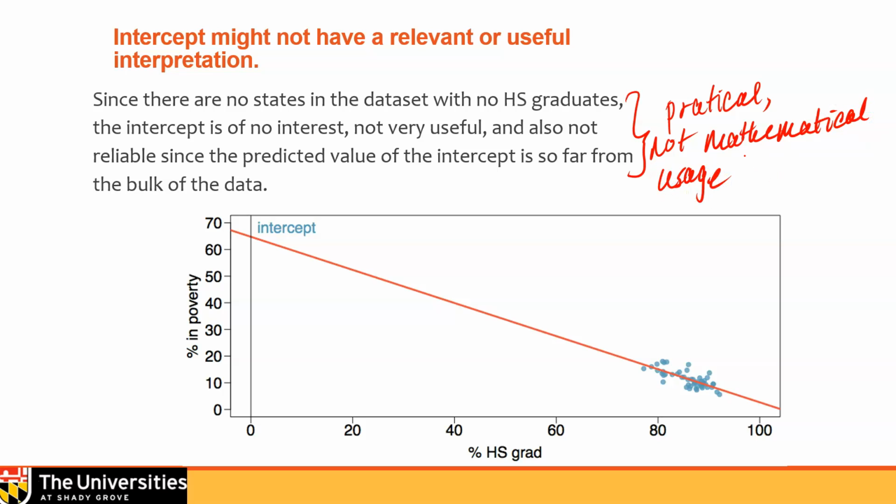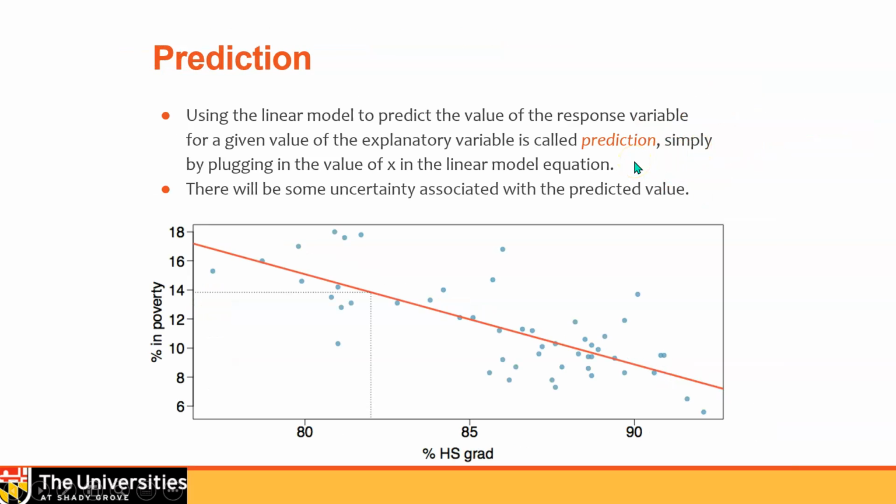Okay, so continuing on. Just a reminder to us that our model is used to predict the value of the response variable, and technically it's to predict the expected value of the response variable. On average, if I have 85% high school grads, I can expect about 12 to 13% poverty level.